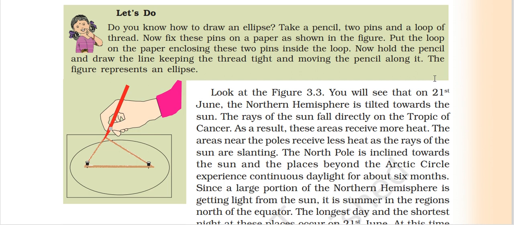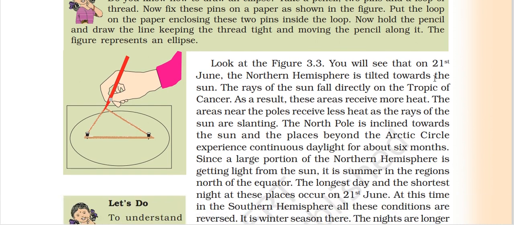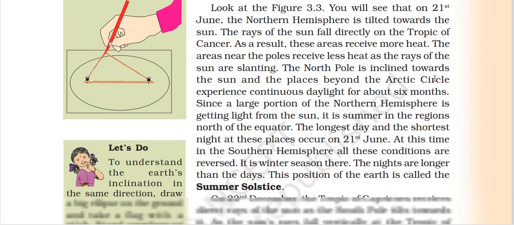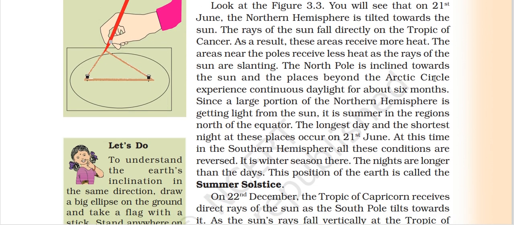Six months of continuous daylight. As a large portion of the northern hemisphere is getting light from the sun, it is summer in the north of the equator. The longest day and the shortest night at these places occur on 21 June. At this time, in the southern hemisphere, all these conditions are reversed. It is winter there, and the nights are longer than the days. This position of the earth is called the summer solstice.